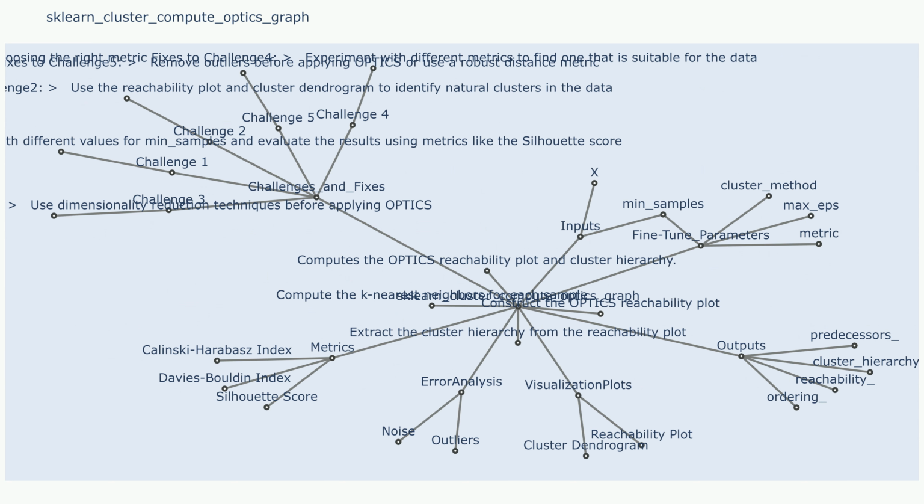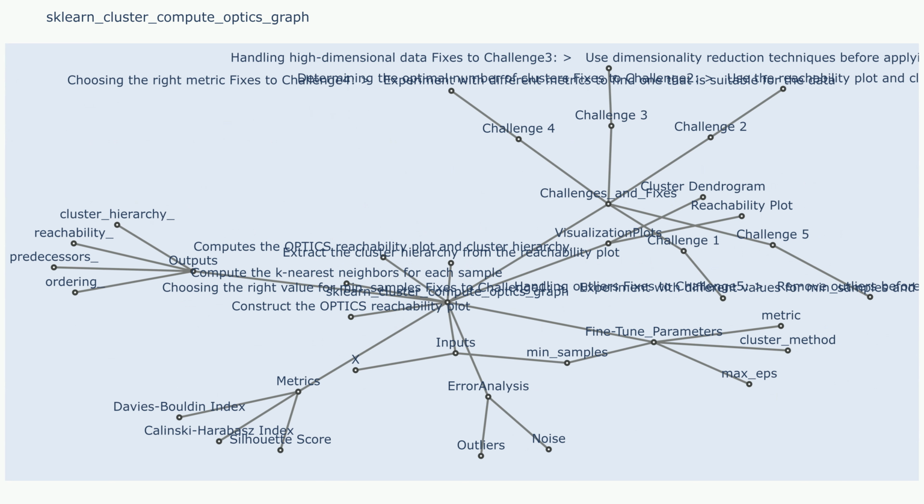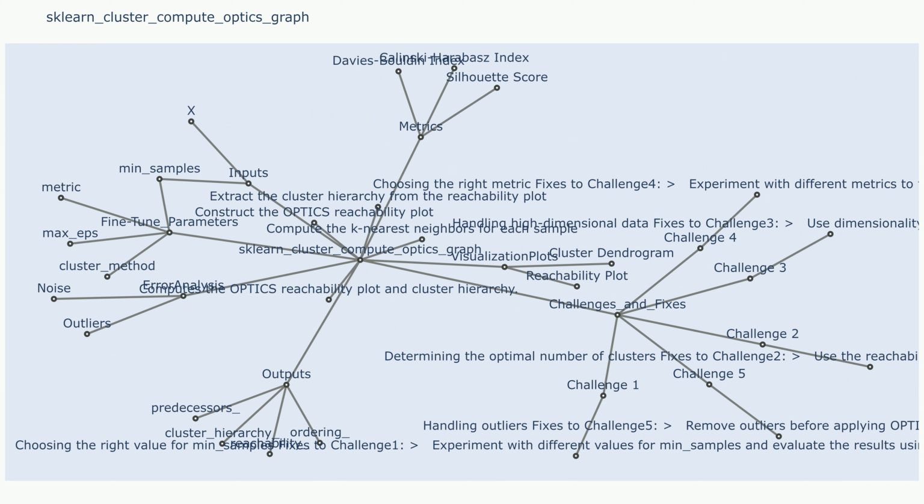Challenges and fixes. Challenge 1. High dimensionality can lead to difficulties in computing distances accurately, potentially affecting the quality of the cluster structure. Sample use case. Working with a dataset containing a large number of features. Fixes. Feature selection. Reducing the number of features by selecting the most relevant ones for clustering. Dimensionality reduction techniques. Applying techniques like principal component analysis (PCA) to reduce the dimensionality of the data while preserving the important information.